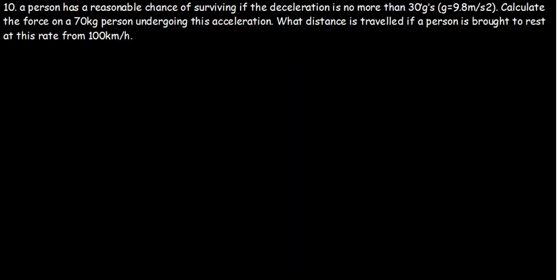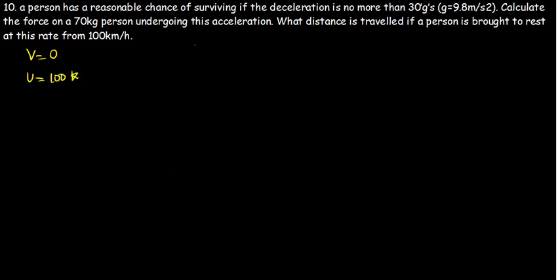Alright, a person has a reasonable chance of surviving if the deceleration is no more than 30 Gs, and g is 9.8 meters per second squared. Calculate the force on a 70 kg person undergoing this acceleration. What distance is traveled if a person is brought to rest at this rate from 100 kilometers per hour? Since the person is brought to rest, the final velocity is going to be 0, but the initial speed we've been given is 100 kilometers per hour.